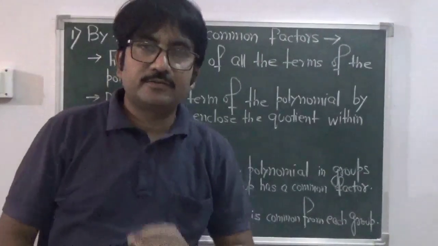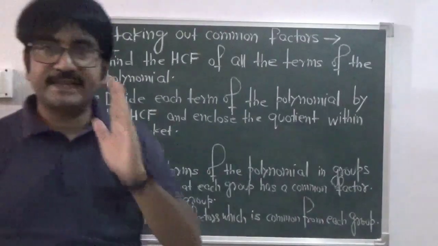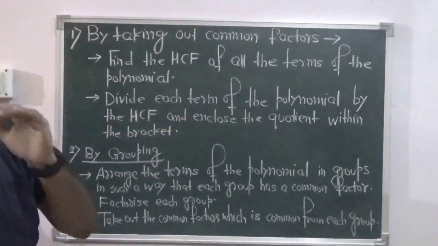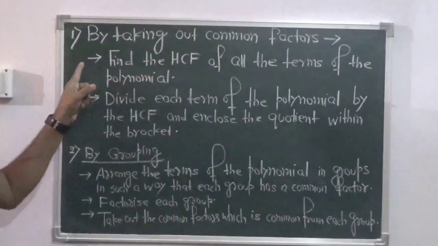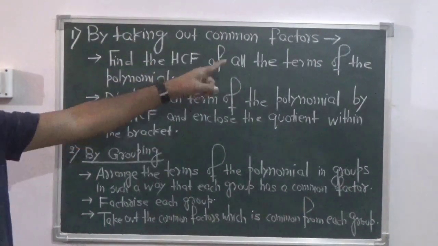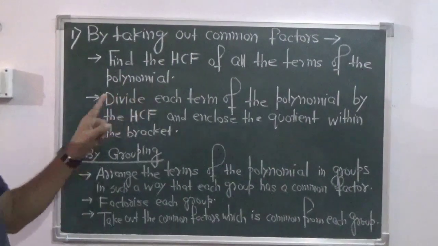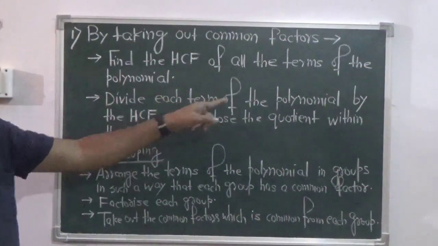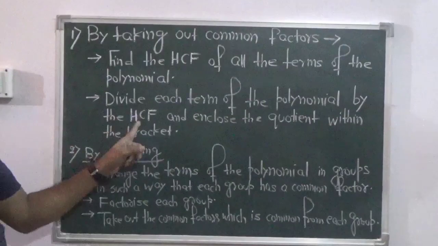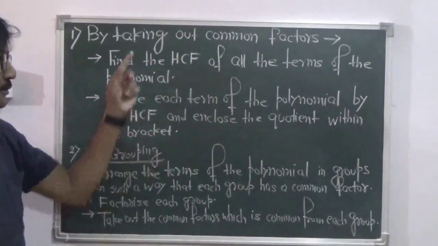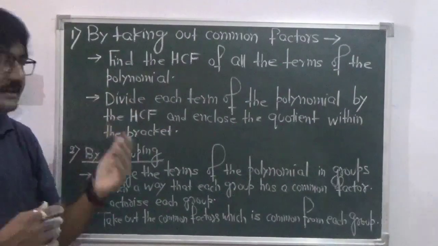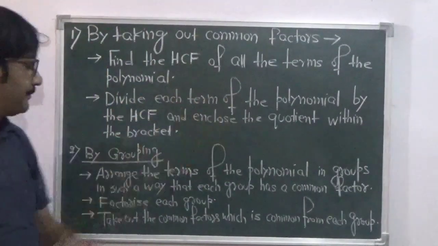Now let us start solving the problems by the first and the second method. What is the first method? By taking out common factors: find the HCF of all the terms of the polynomial. Second, divide each term of the polynomial by the HCF and enclose the quotient within the bracket. So these two are very clear and we will be dealing with this while solving the problems.